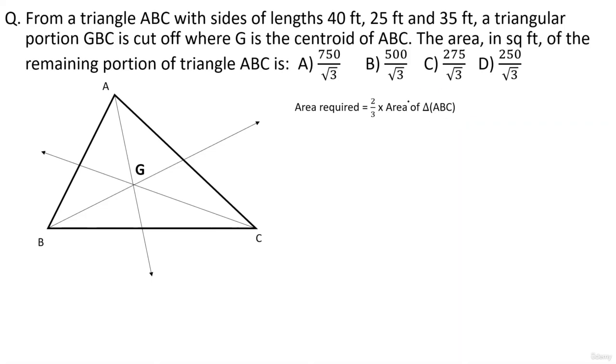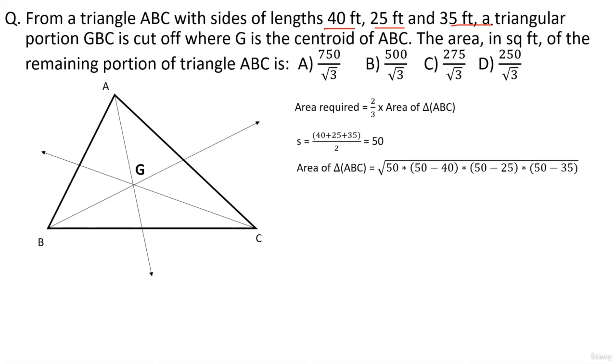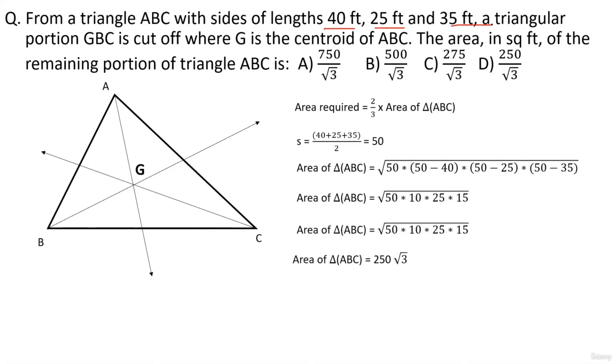The best way of doing this, आपको area of triangle ABC के sides दिए हुए हैं, you can use Heron's formula. By Heron's formula, you find the semi-perimeter S as 40 plus 25 plus 35 upon 2, which is 50, and then put in the formula S minus A, S minus B, S minus C. You will get the area of triangle ABC as square root of 3 multiplied by 250. This is the area of the entire triangle ABC. हमें क्या करना है? इसका 2/3 लेना है, right? So when you take 2/3, root 3 gets cancelled out. The answer is 2 into 250, 500 divided by root 3. That is option B.